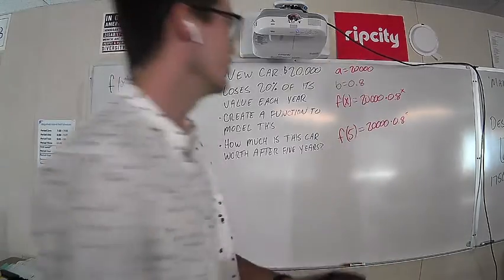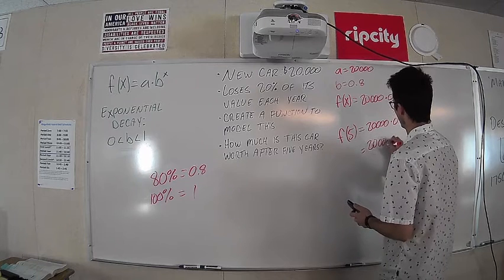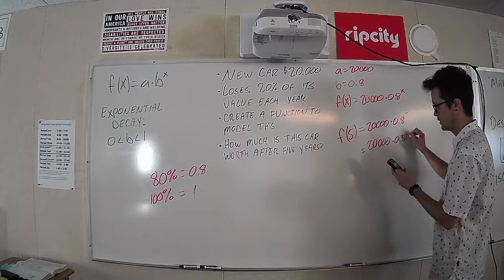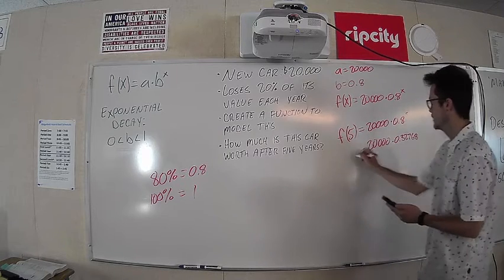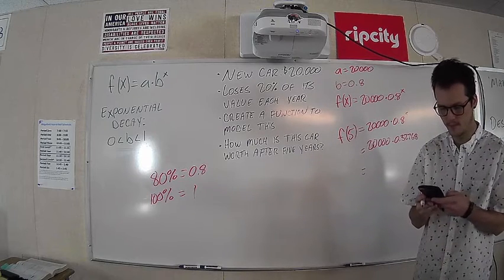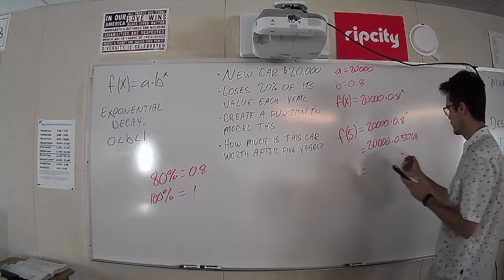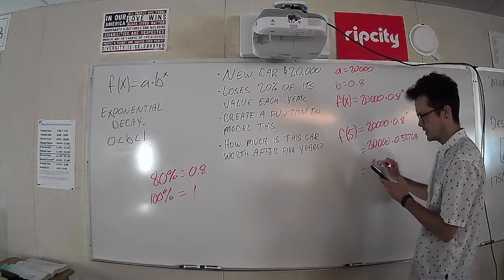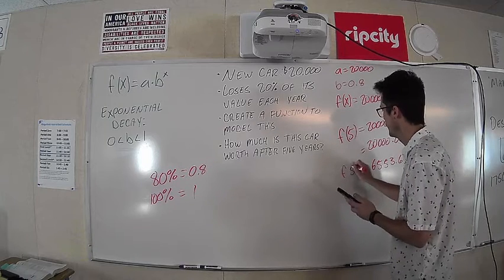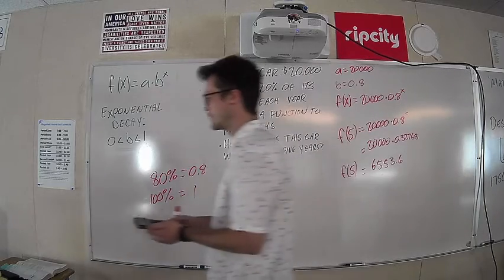0.32 blah, blah, blah. So 20,000 times, now I'm going to replace this with 0.32768, because that's what my calculator says. And then I'm just going to multiply this by 20,000. My calculator tells me it says 6553.6. So f of 5 is $6,553.60.